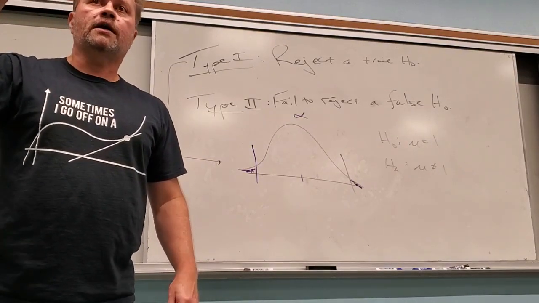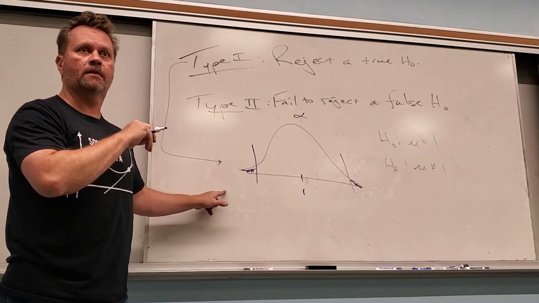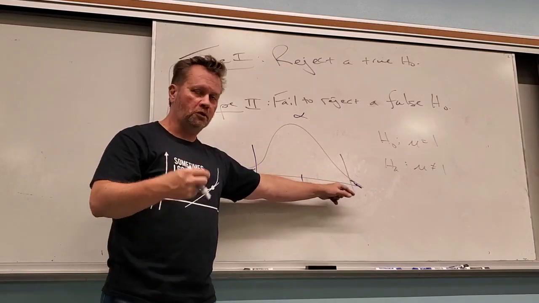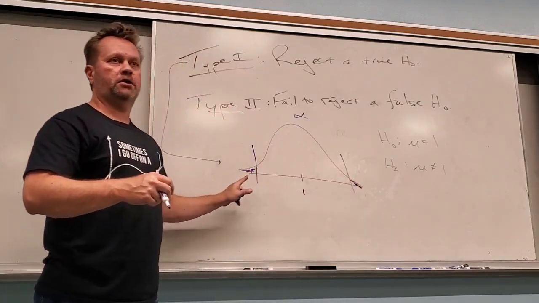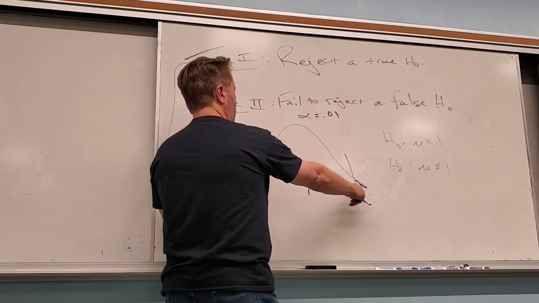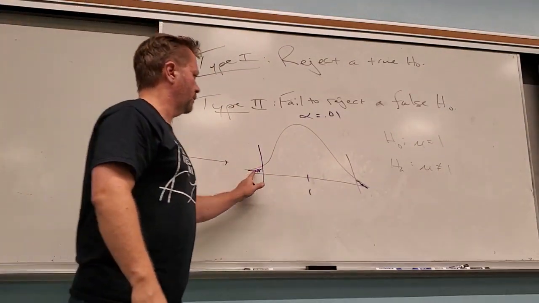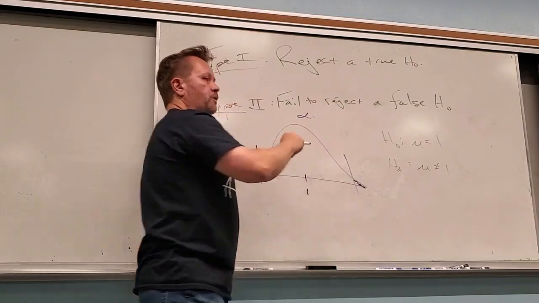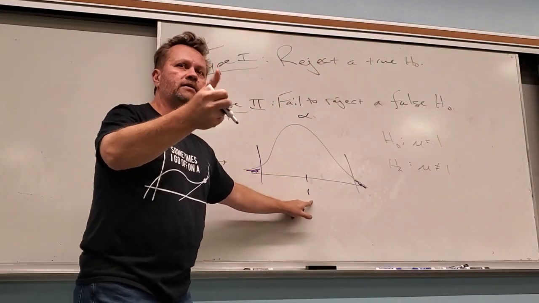So if I took a sample and the actual mean is one, what's the chance I get out here? How much area is out here? What percentage is out here? You just told me. Alpha. So what's the probability that the mean really is one, but I get a sample way out here? Let me give a specific. What if it's 0.01? What area is out here? 1%. What is the probability that I get a sample and it shows up out here? 1%. It doesn't matter what alpha is. The probability that I get a sample in the rejection region, even if this is correct, is a 1% chance.